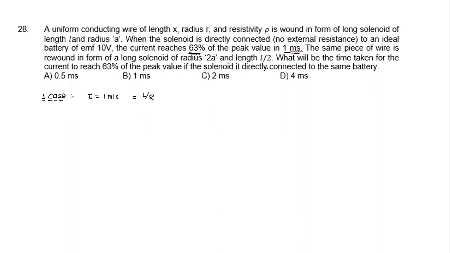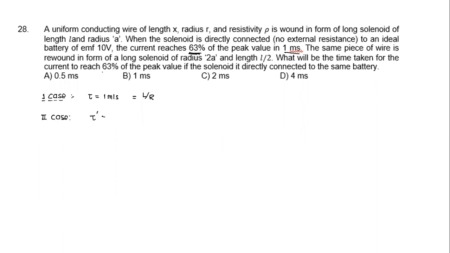What is the second case? The same piece of wire is rewound. When it is rewound, the inductance L value will change, because the length and dimensions of the solenoid are changing. So what is the time taken to again reach the same 63%? In the second case also, we need to find the value of tau only. So what is the new value, tau dash? That's what we need to find. That will be the time it takes to reach 63% of the peak value.